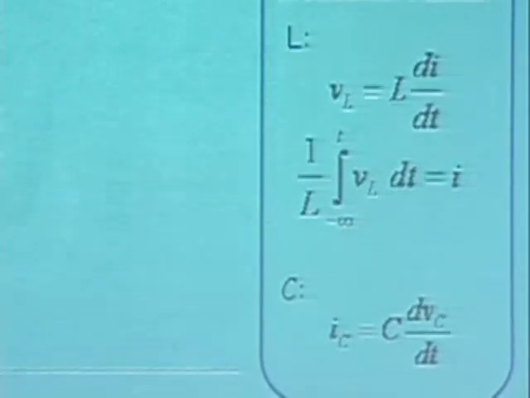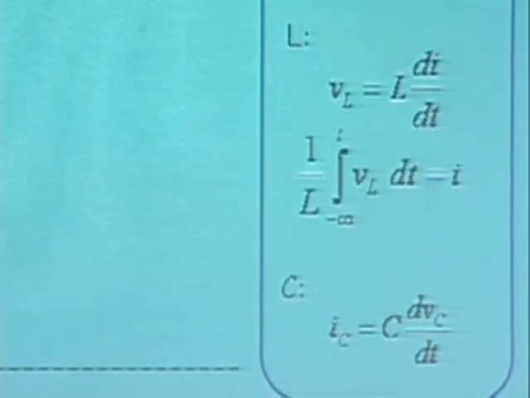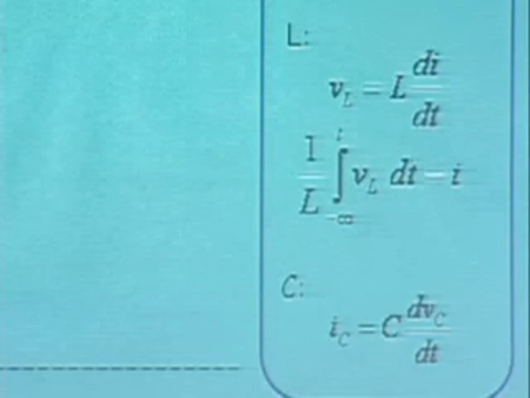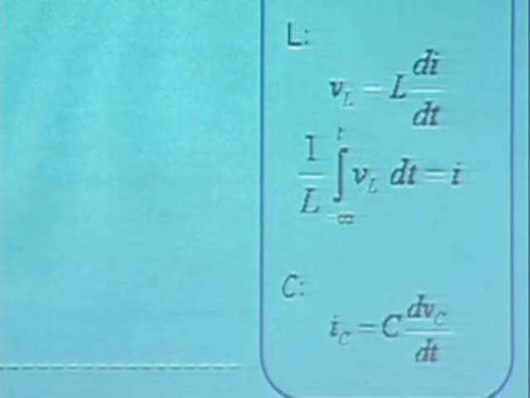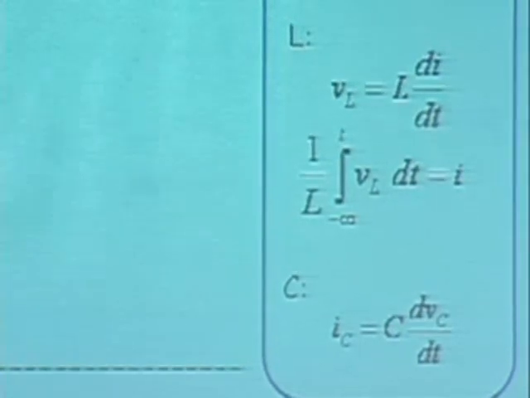The element rule for the resistor, of course, is V is equal to IR, you know that. And for the voltage source, we know that too, the voltage is a constant. So I just follow the same established pattern.